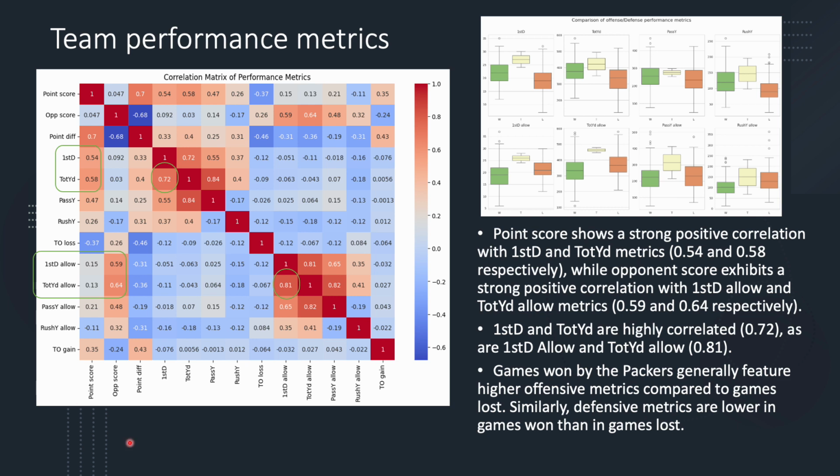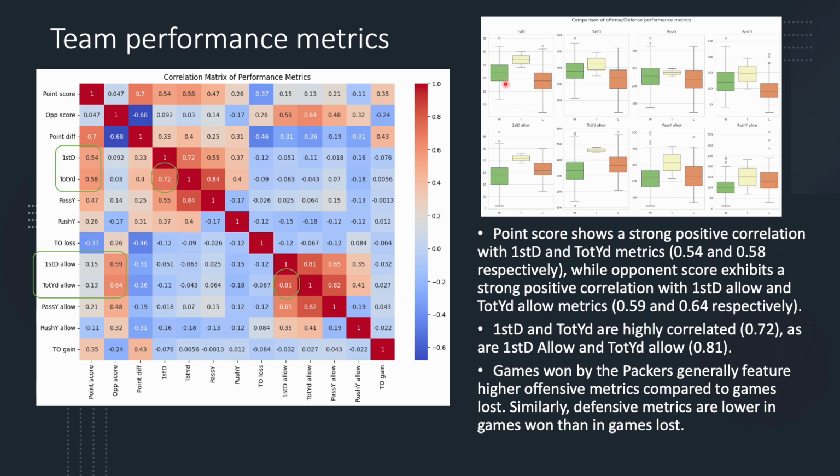Points scored shows a strong positive correlation with first down and total yard metrics, while opponent score shows a strong positive correlation with the first downs allowed and total yards allowed metrics. First downs and total yards are highly correlated, as are first downs allowed and total yards allowed. Games won by the Packers generally feature higher offensive metrics compared to those games that were lost. Similarly, defensive metrics are lower in games won than in games lost.